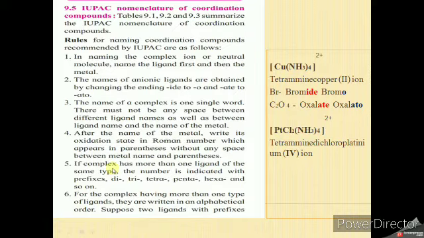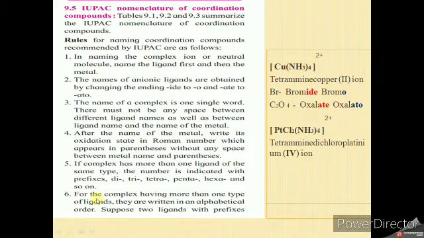Fifth rule is, if a complex has more than one ligand of the same type, the number is indicated with prefixes: di for 2, tri for 3, tetra for 4, penta for 5, hexa for 6, and so on. So if you observe the first compound, there are 4 ammonia molecules, so the tetra word is used. Here also the tetra word is used. There are 2 chlorines, so di for 2.